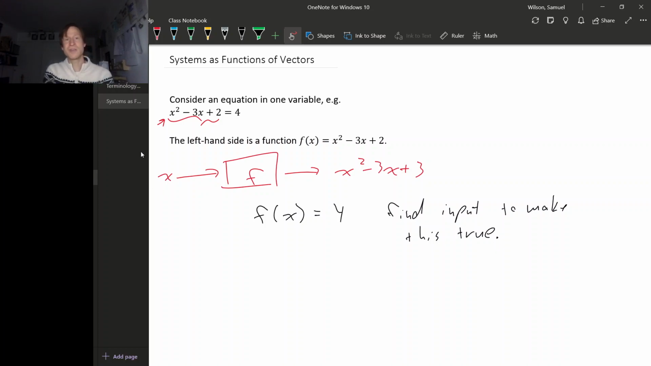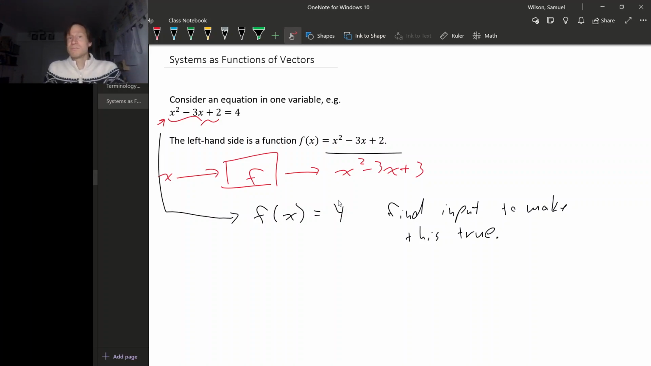Okay, so this is just translating an equation into a statement about functions. Find the input for which the output is 4. Thinking about an equation this way is an advantage because once we have the concept of a function, we can then do operations with functions. We can multiply them, we can divide them, that sort of thing.